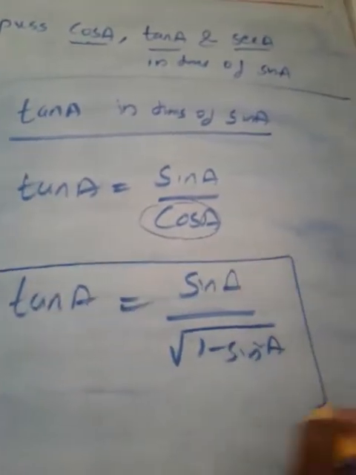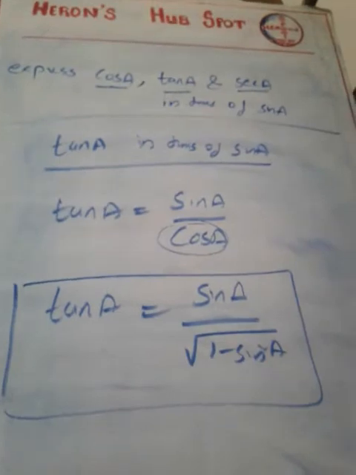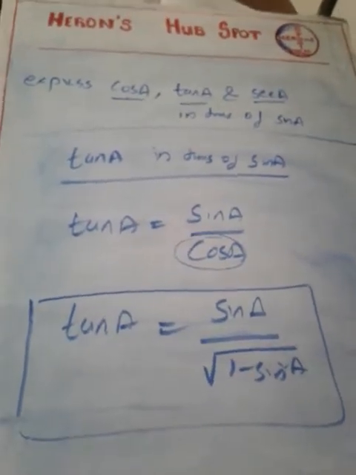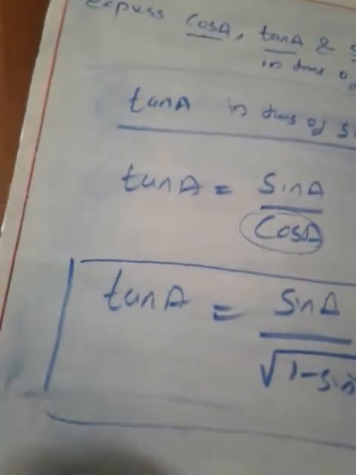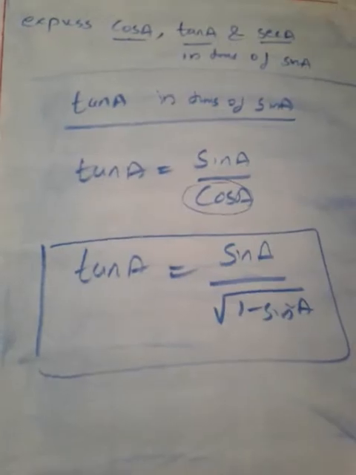So what can we write? Tan A is equal to sin A by, instead of cos A, root 1 minus sin square, because we found that cos A is nothing but root 1 minus sin square just now. And this is the expression for tan A in terms of sin A. If you want, you can compare with the textbook answer. Do you want to see that?